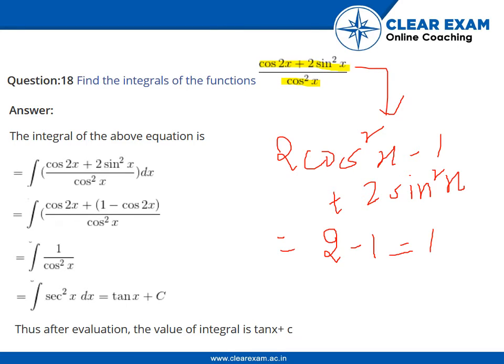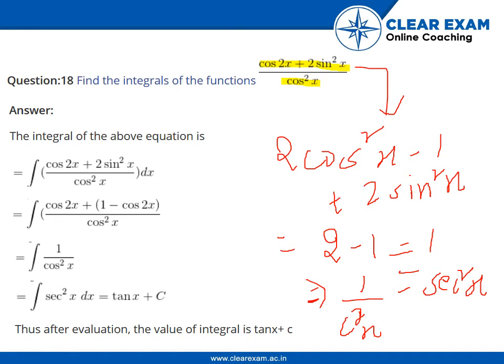So our expression simplifies to the whole expression 1 upon cos square x, that is sec square x, and now we know that the integration of sec square x is tan x. So that is how we proceed with the question.